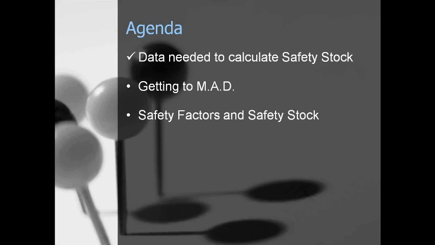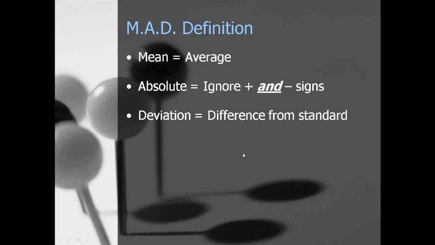The next step is getting to the mean absolute deviation. Now, I don't know about you all, but in high school, algebra was not my favorite subject. And in fact, I failed 10th grade algebra, yet I teach it and I use it all the time. So it can't be that difficult.